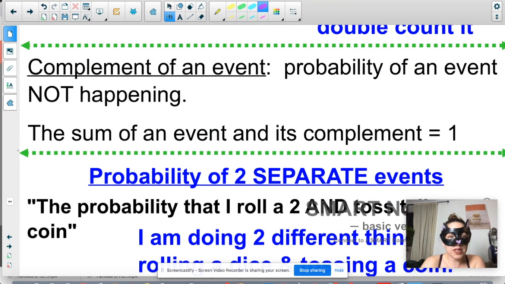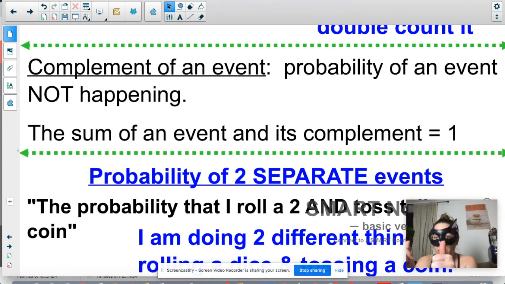The complement of an event is the probability of an event not happening. So if we say, what's the probability it's going to rain today? Oh, it's 20% chance of rain. That means the complement of the event would be that it's an 80% chance that it will not rain today. An event and its complement, when you add those probabilities together, always equals 1 because 1 is certain. It means it's either going to rain or not rain. Those are the only possibilities, and together we have all the possible options.